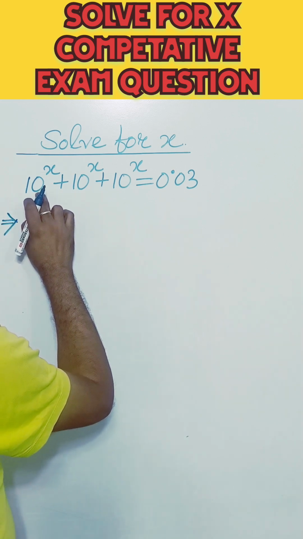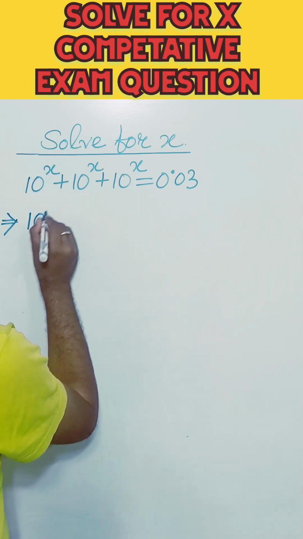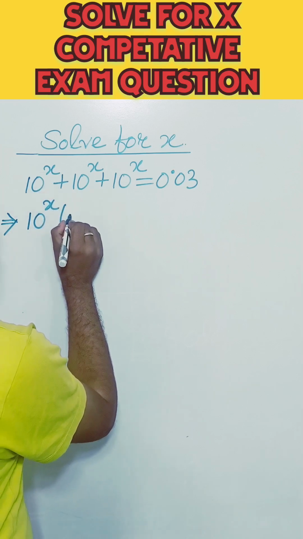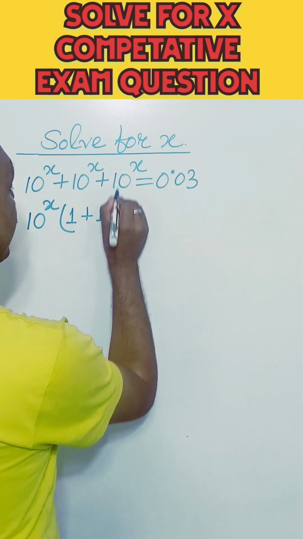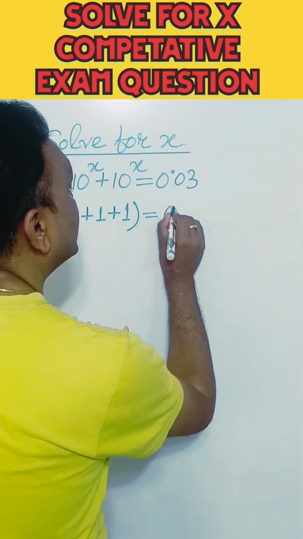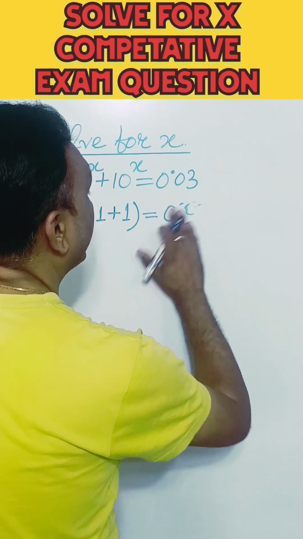10 to the power x, 3 times. So I'll take common here. 10 to the power x I will take common. Then if we divide it by 10 to the power x, you will get 1 plus 1. Here also if you divide it, you will get 1. This is 0.0.